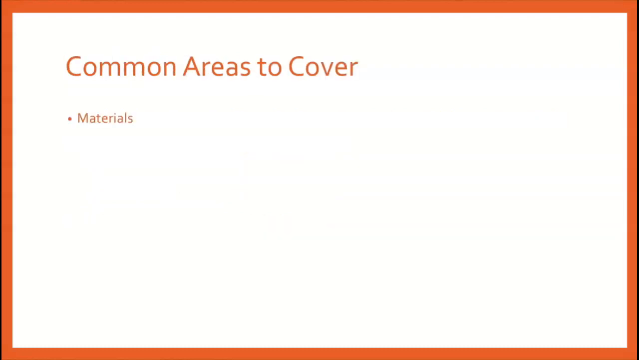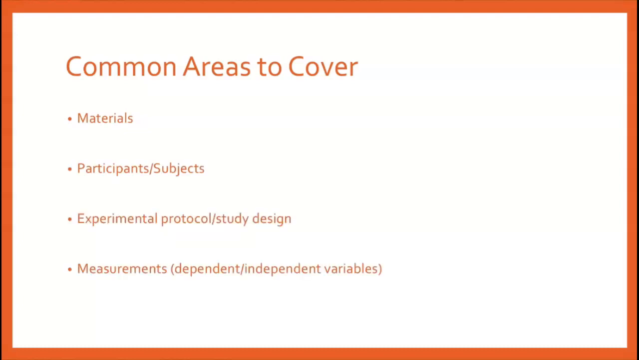So common areas to cover in a methods section are materials, participants or subjects, experimental protocol, study design, measurements, dependent and independent variables. One thing I forgot here: statistical analysis. That's sometimes a heading as well. So these terms can sometimes become headings. They're very generic headings, and I'll show you an example of one that's fairly generic with some specificity, and another one that has a lot of specificity.